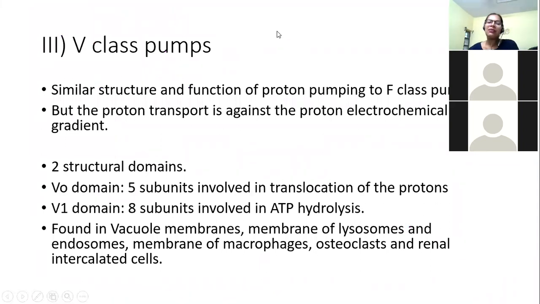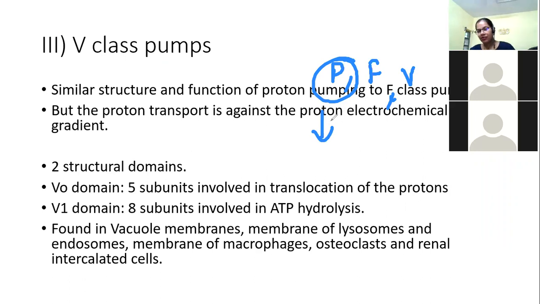So that is V class pumps. Till now we talked about the P type and the F type, and then we have the V type. Now why is it called P type? Remember, because it was possible for phosphate analog to inhibit the entire P class pumps, right? Now why is it called F? Any idea? That is because of the nomenclature. Then V, it is because it was first found in the vacuole.